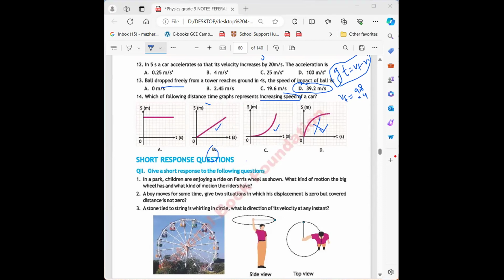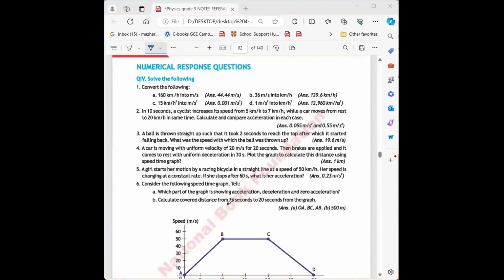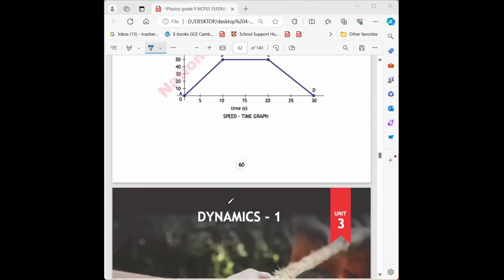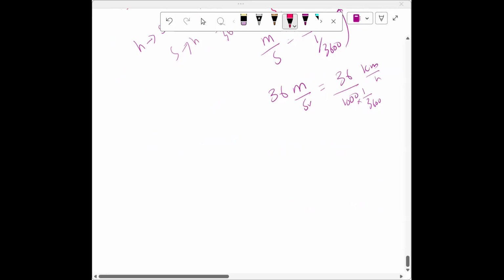Okay. Conceptual question. Or should we do the numericals first? Anything is fine. Let's do the numericals first. Okay. Let me copy the numericals onto the notes area. Redo it for you.